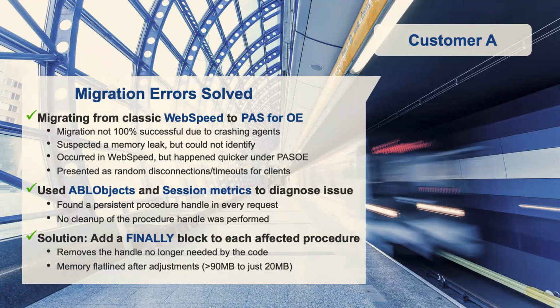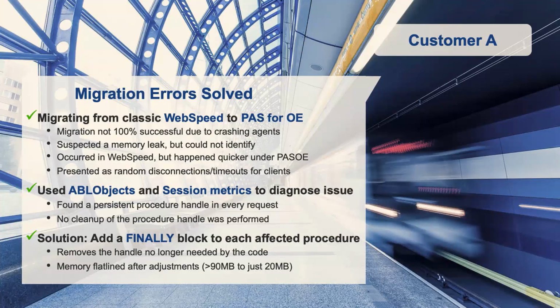So customer A, they were migrating from classic WebSpeed to PAS4OE. Their migration was not 100% successful because they had some random crashing of agents. Basically, agents would just suddenly disappear. They'd be killed. Customers suspected a memory leak, but they just had no idea where to start.